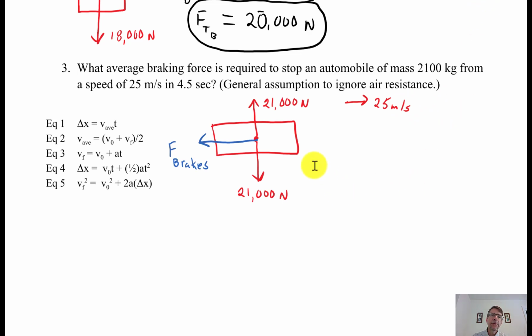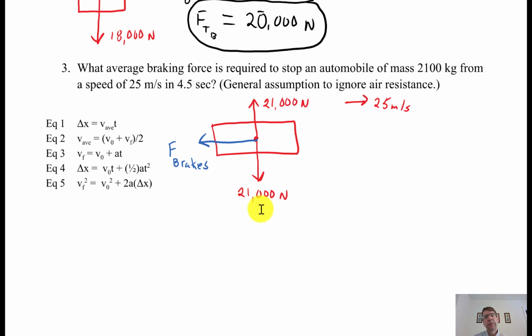Here's the free body force diagram. And I did the computations in my head, as you, I hope, now can do. If the mass is 2,100 kilograms, the weight is 2,100 times 10 is 21,000 newtons. So I just put that right on the diagram. Or you could say force of gravity.